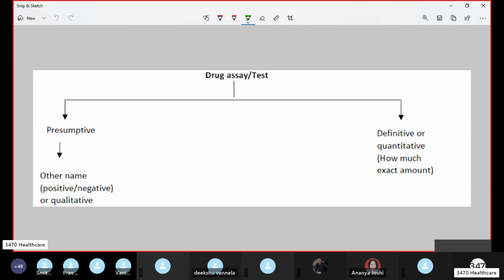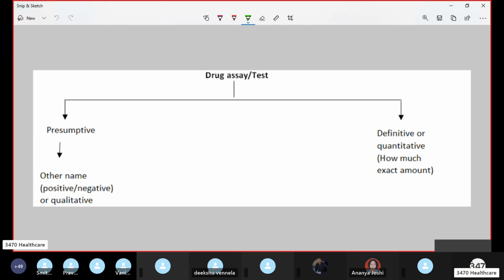Okay, after consuming alcohol, you are driving a car or bike. The traffic police assume maybe you consumed alcohol, and they stop you. While checking, the result will come positive or negative. If you have taken alcohol, it will come positive. Otherwise, it will come negative. So that is the presumptive.